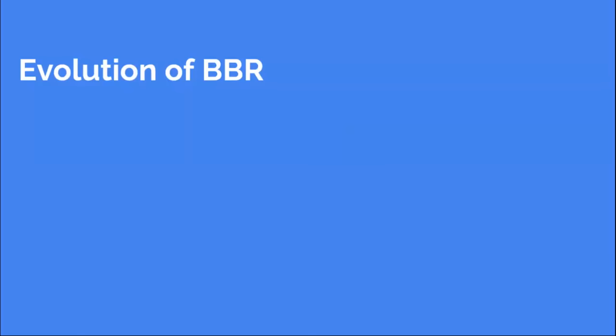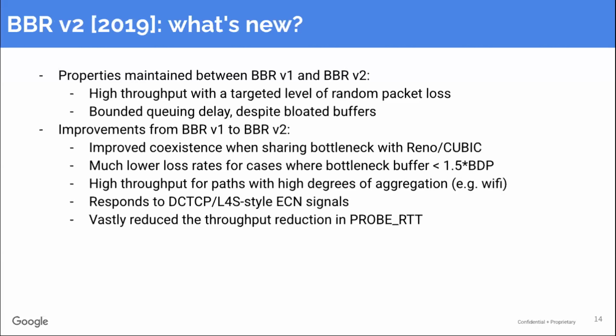So that was BBR version 1. As we've gained experience and had time to tune it, BBR has evolved over the years into newer versions. BBR version 2 is a version of the algorithm that we released on GitHub in 2019. There were a couple of new things, and some core aspects that stayed the same.